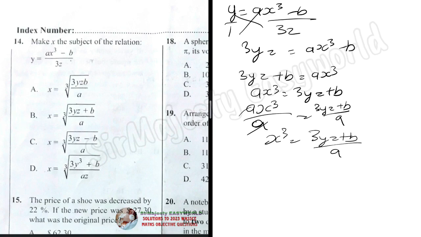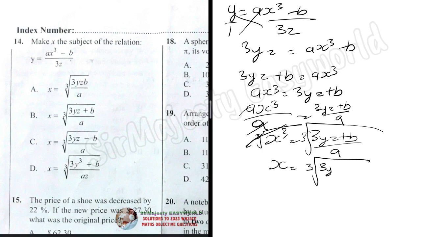So I need to find the cube root of both sides, so we can cancel this cube. The final answer to this question is x is equal to the cube root of (3yz plus b), everything divided by a. So the correct answer to this question is B.